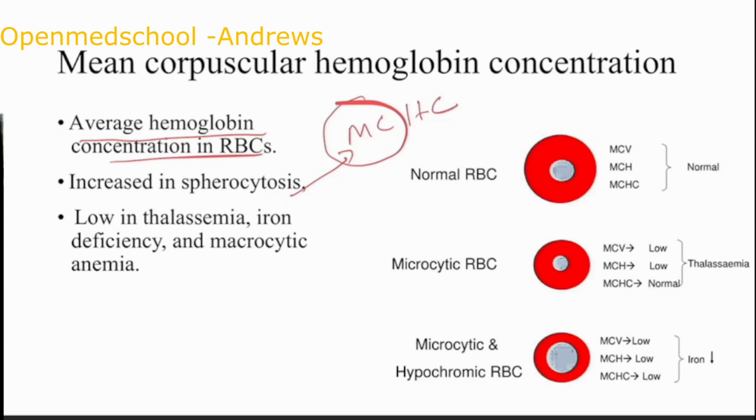So the condition that produces an increase in mean corpuscular hemoglobin concentration is spherocytosis. It will be decreased in thalassemia, iron deficiency anemia, and in macrocytic anemia. So hope this point is clear. That is, in spherocytosis you get an increase in mean corpuscular hemoglobin concentration. In other anemias, usually the mean corpuscular hemoglobin concentration is decreased.